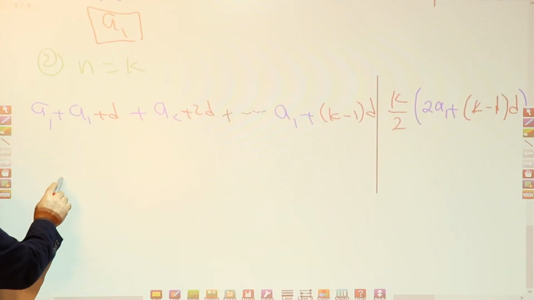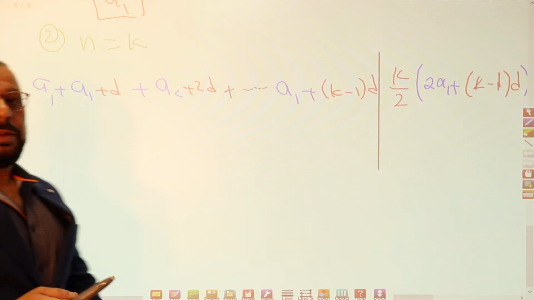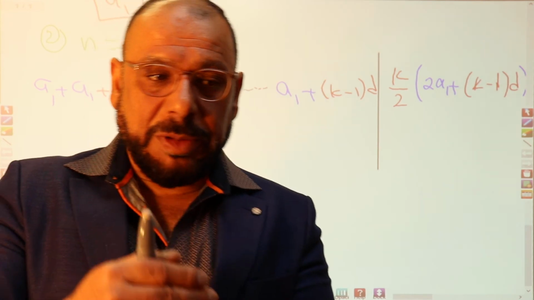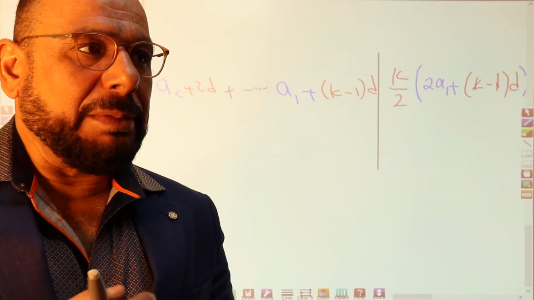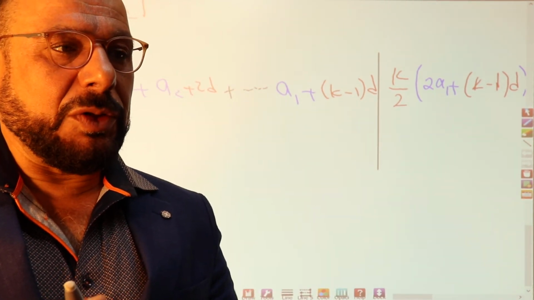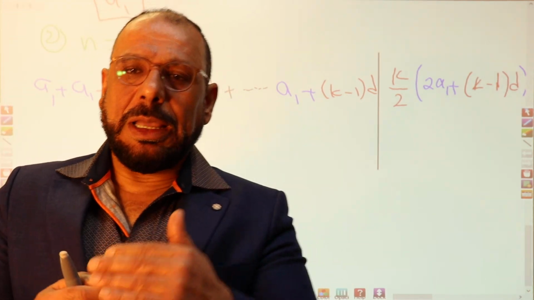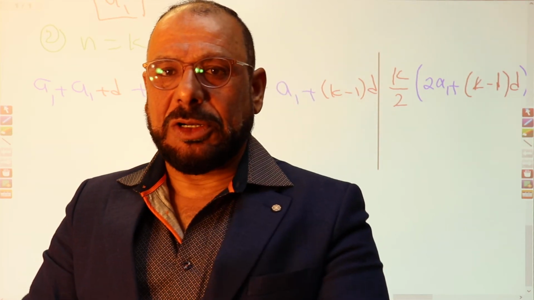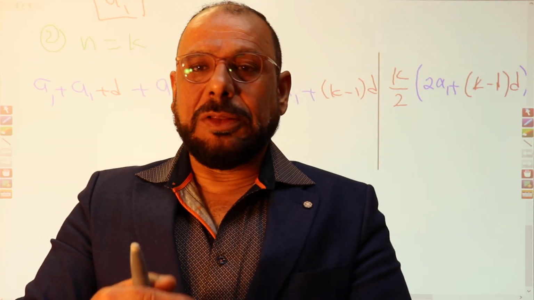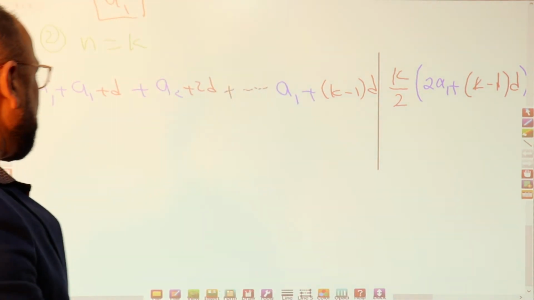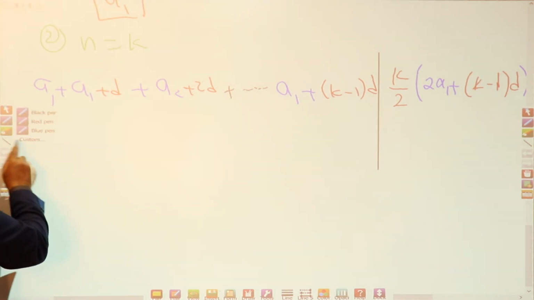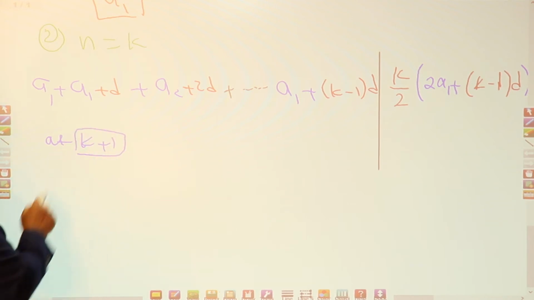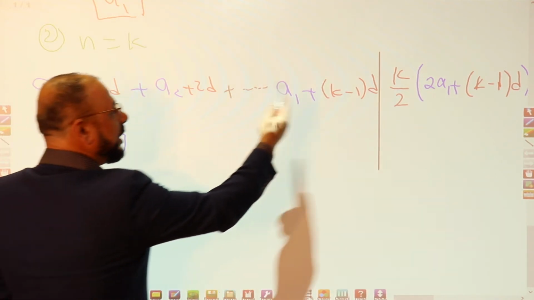The last step is to prove this sum for one term after. If I'm using the rule for 3 terms, then I need to prove it for 4 terms. If I'm using the rule for 5 terms, I need to use it for 6 terms, 7 terms, 8 terms, 9 terms, 10 terms. Then I need 1 term more. Then we call this k at k plus 1. Good. K plus 1, that's the term after this.